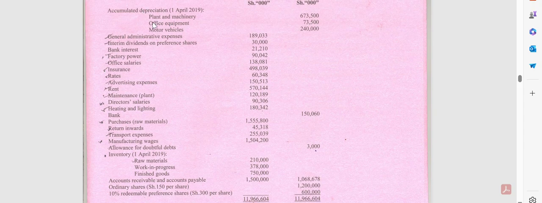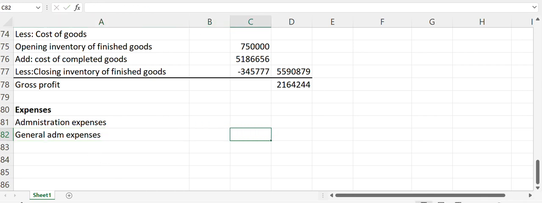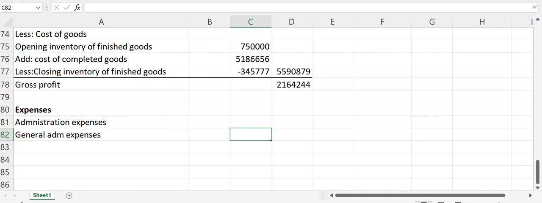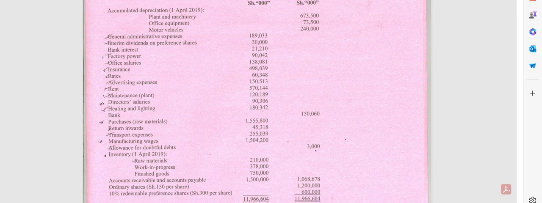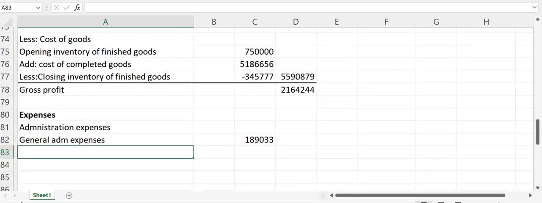We have general administration expenses, general admin expenses. So the general admin expenses was 189,033. Then next we have what? So bank interest, that is finance. Factory power, we are done with that. I hope we recorded factory power. I really hope so. Yeah, we had recorded that.